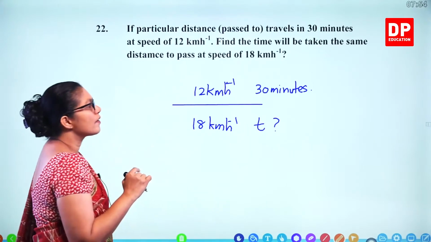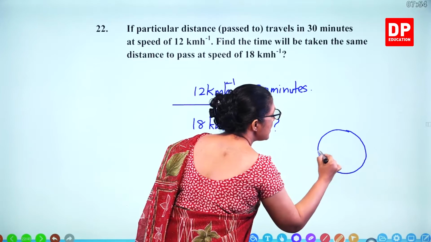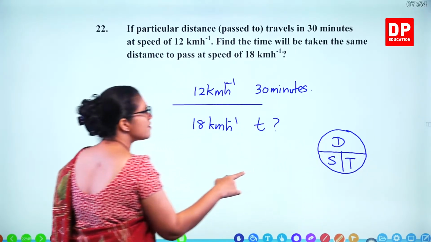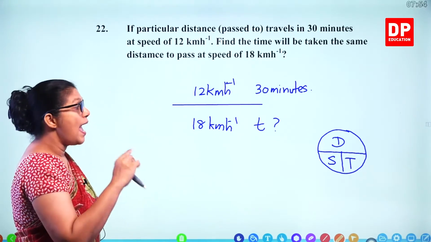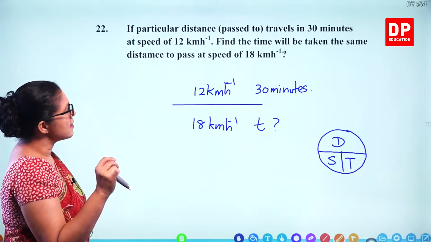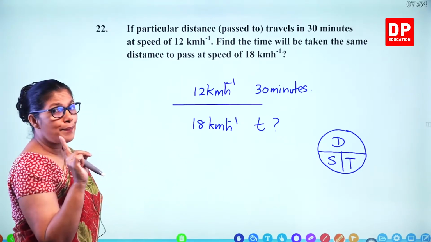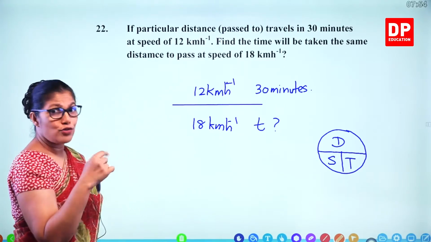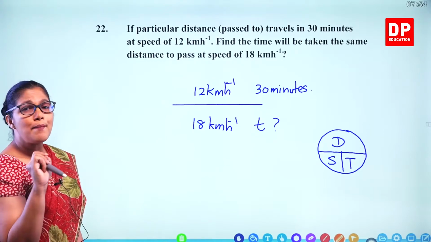So what is the formula between distance, speed and time? Distance divided by speed is time. Distance divided by time is speed. And when you multiply speed and time, you get distance. So speed is there, time is there, you can multiply. But there's a problem. This is in minutes and this is in hours. Can you just multiply? You can't do that. You have to convert to the same units.